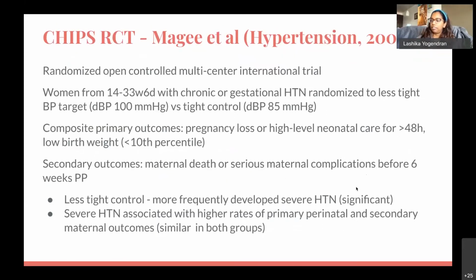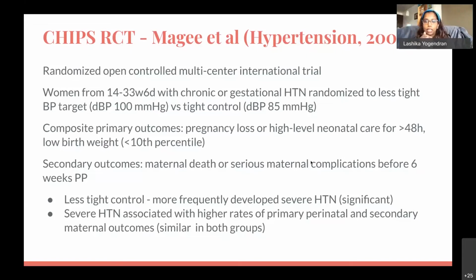And then this is an interesting study that I had found. It delves a little more into antepartum surveillance. It's the CHIPS RCT trial, published in 2006. It was a randomized open-controlled multi-center international trial, enrolling women with chronic or gestational hypertension, and they were randomized to less tight blood pressure control, using a diastolic target of 100, versus tight control with a goal diastolic pressure of 85.